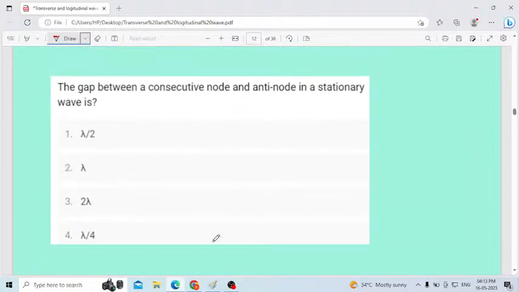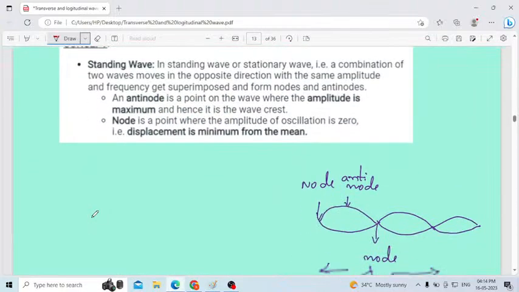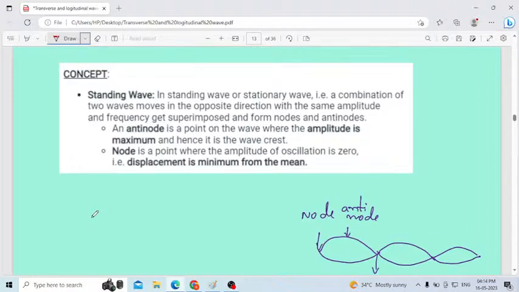Next, the gap between a consecutive node and antinode in a stationary wave is: option 1, lambda by 2; option 2, lambda; option 3, 2 lambda; option 4, lambda by 4. Let us discuss what is meant by a standing wave. Standing wave everything I will explain in the next class in detail, but here I will give a little introduction because this question is included.